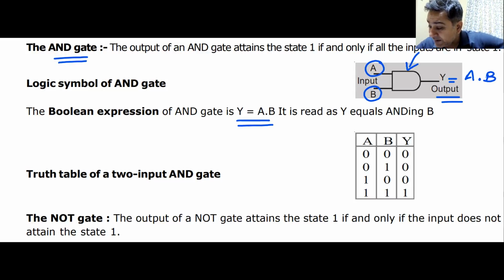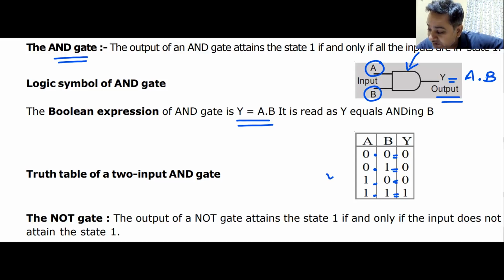Then 0 multiplied by 0 is 0. If both are off, it is off. 0 multiplied by 1 is 0. If any one of them is off, it is off. The other one is off, it is off. It only gets on in one case, when both of them are on. Do we understand this?